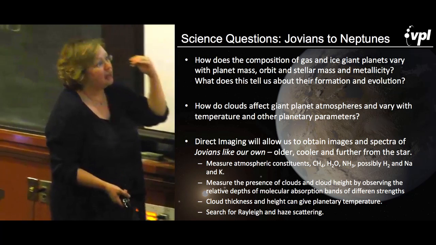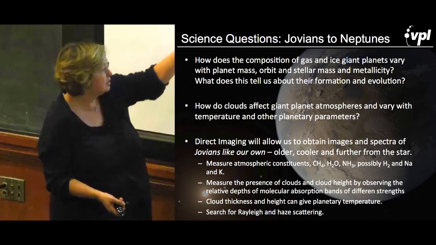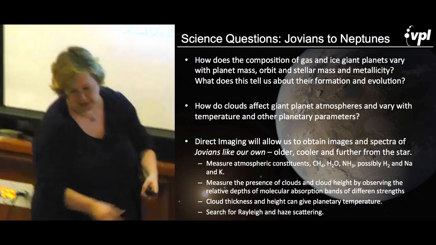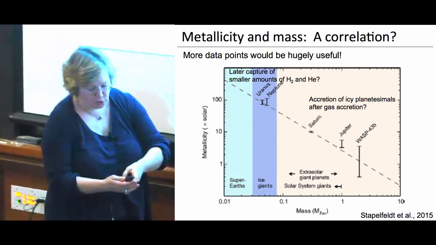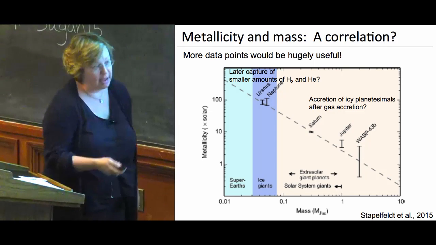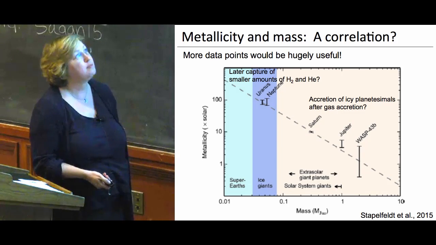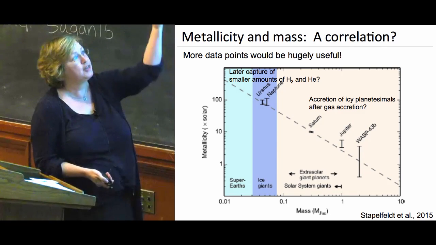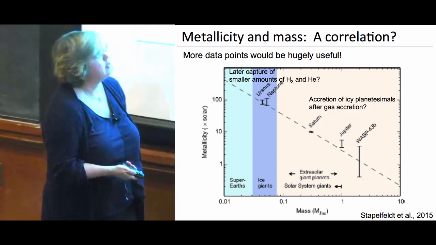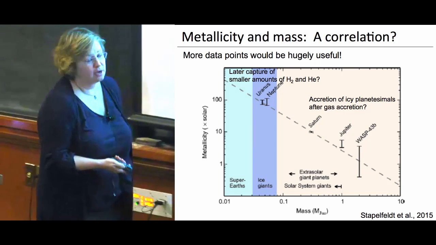Measure the presence of clouds and cloud heights, go after cloud thickness as a sense of getting us planetary temperature, and to search for Rayleigh and haze scattering. Heather mentioned this as well, but is there a correlation between metallicity and mass? Is it true that the smaller the planet, the higher the metallicity? We can draw a line through our solar system, but is that necessarily true of all other solar systems? And of course, getting a few extra points here would be really useful.